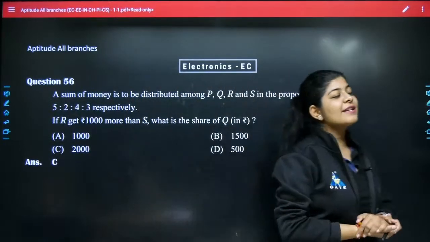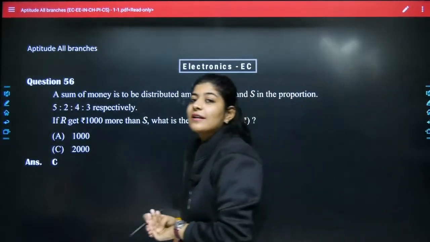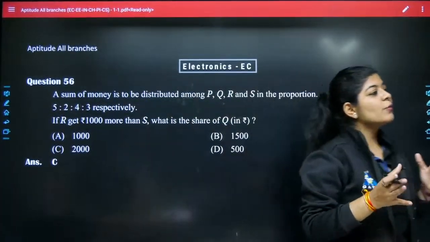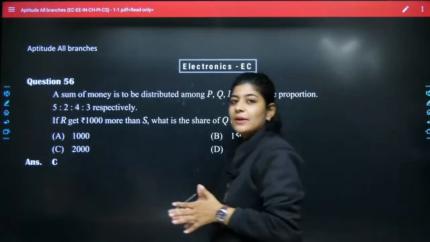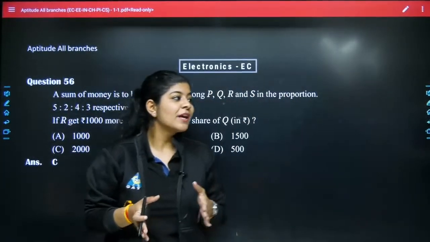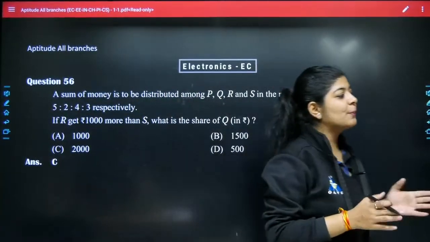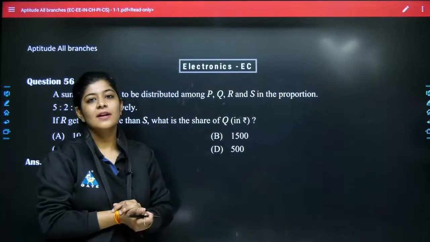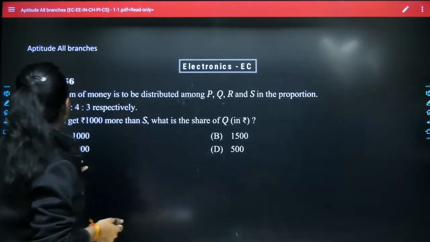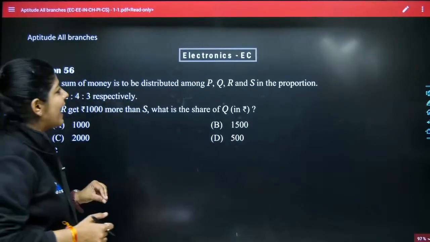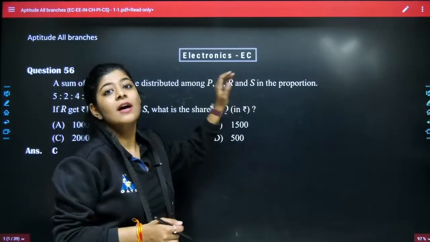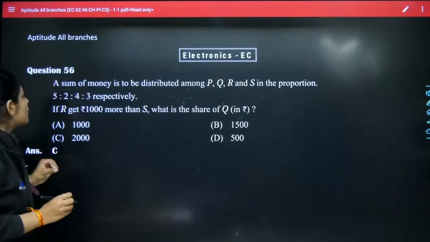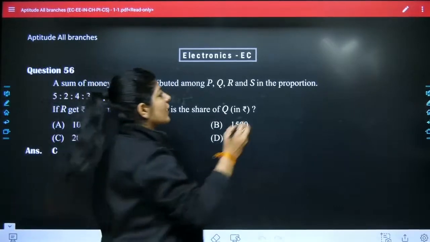Now in today's session we are going to discuss the whole aptitude section which was asked in the GATE examination of branches EE, EC, IN, CH, PE and computer science. Are you ready? So let's start with the very first question. First we are going to discuss all the questions from the EC branch. The first question is from ratio and proportion.